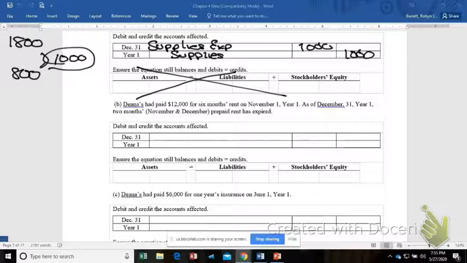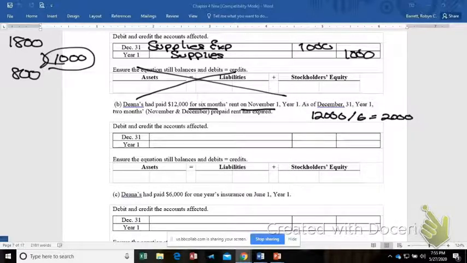All right, the next one, Deanna paid $12,000 for 6 months of rent on November 1st. At December 31st, year one, some rent had expired, 2 months. So she paid $12,000 of rent. And how long was that rent good for? 6 months. So the first thing you got to figure out is how much a month is. So it's $2,000 a month.